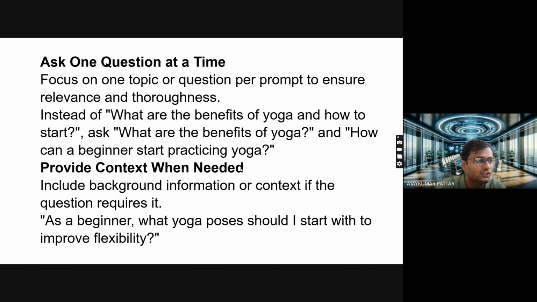Include background information or context if the question requires it. For example, if you are typing, what is a definition of biostatistics, it will give one outcome. If you type, I am a lay person or I am a non-medical person, explain to me what is biostatistics, then the output is different. Here you are giving the background, I am non-medical. Or if you type, I am a researcher, explain biostatistics in detail, then the outcome is different. So based on context and background also, the outcome varies in ChatGPT.